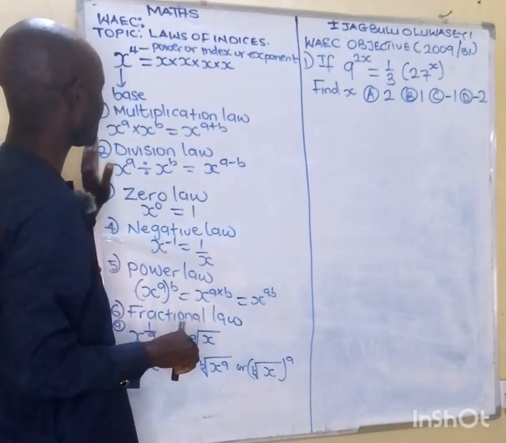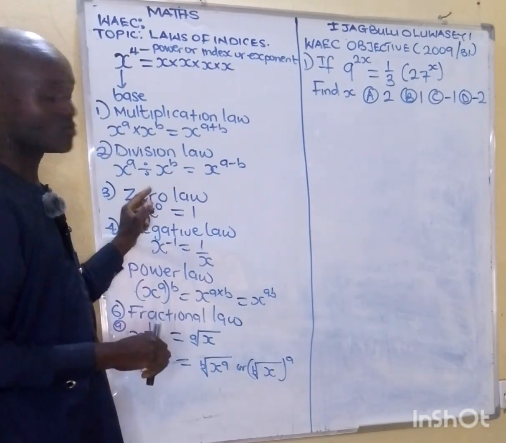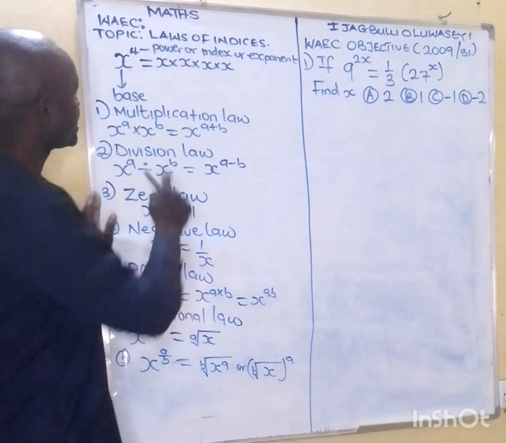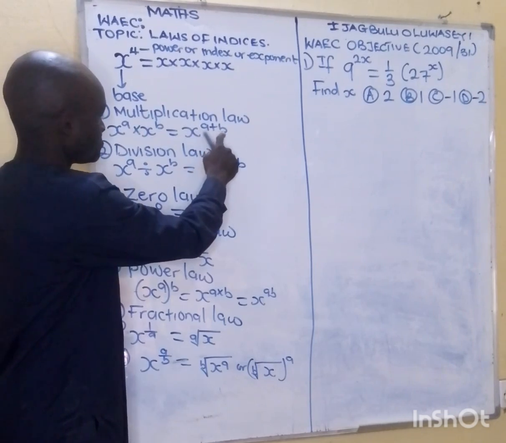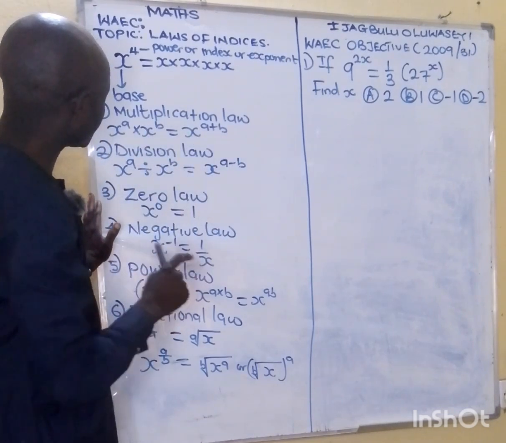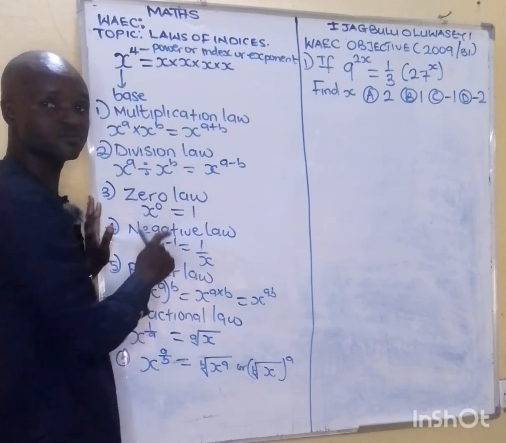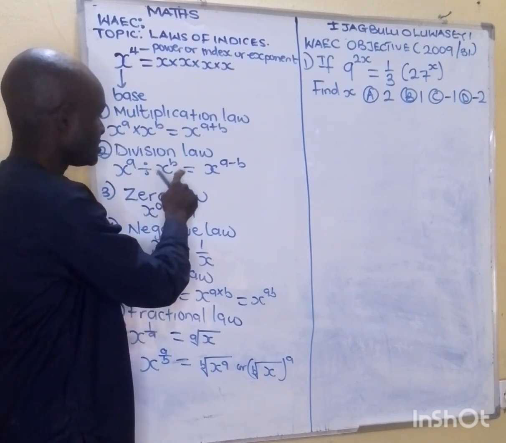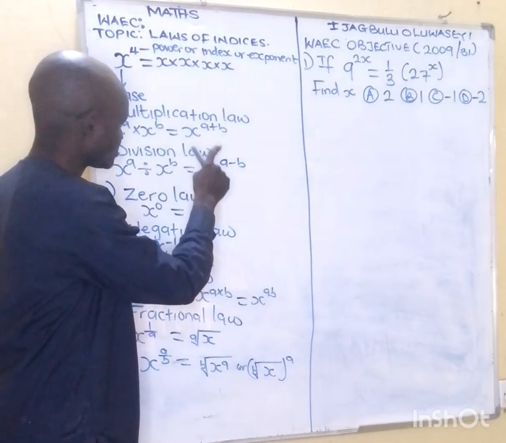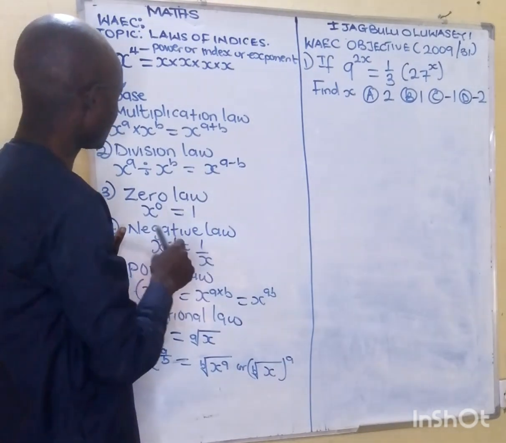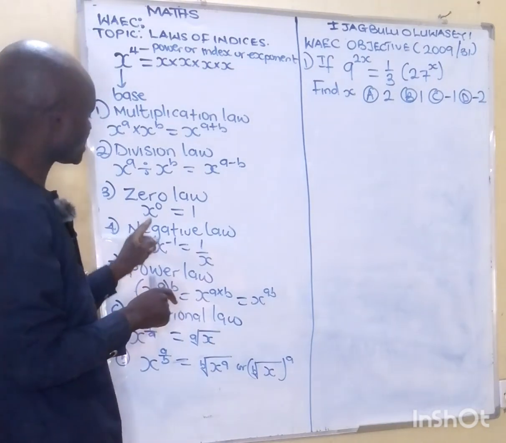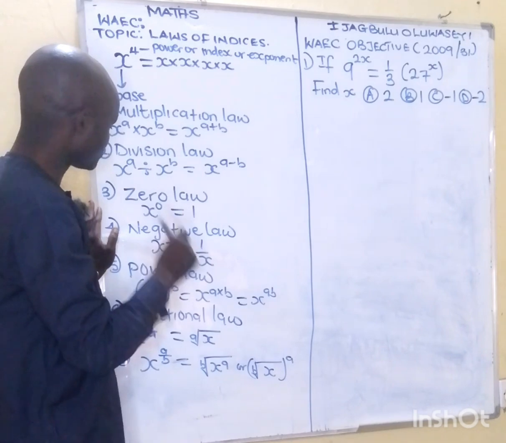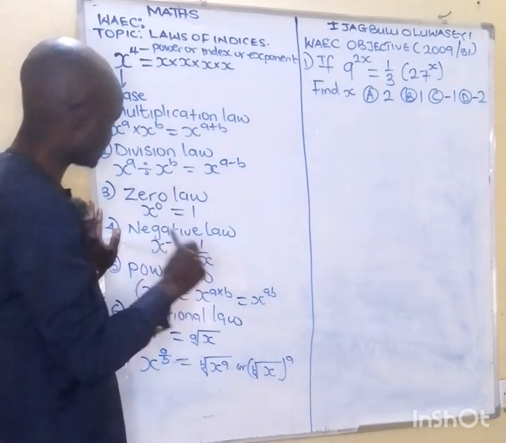Now, the first law that we have is the multiplication law, where x raised to power a times x raised to power b is equal to x raised to power a plus b. The second law is the division law, where x raised to power a divided by x raised to power b is equal to x raised to power a minus b. The third law is the zero law. X raised to power 0 is equal to 1. This simply means that any number that is raised to power 0 will give you 1 as your answer.